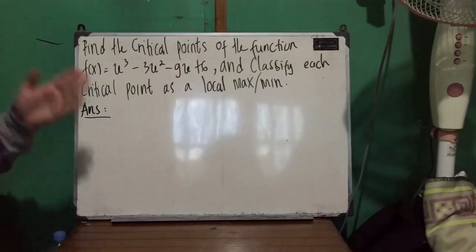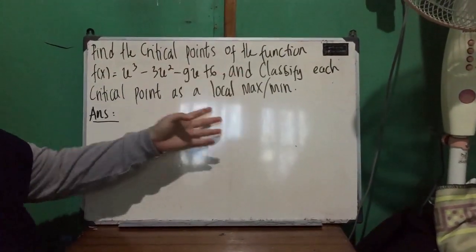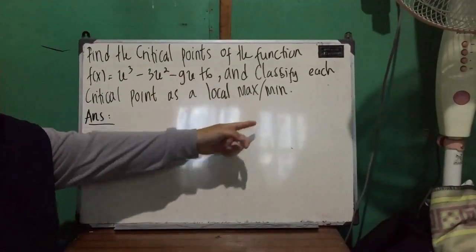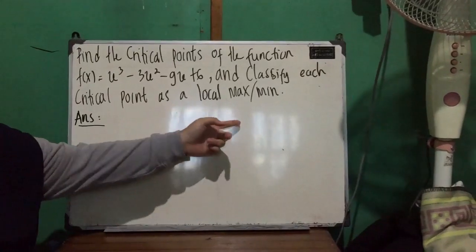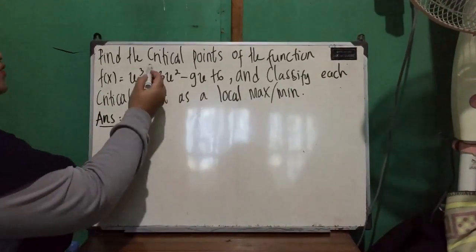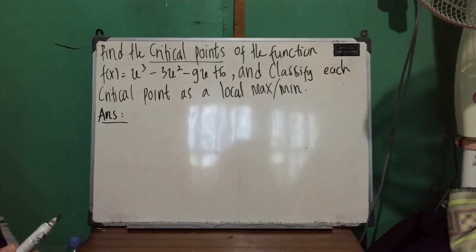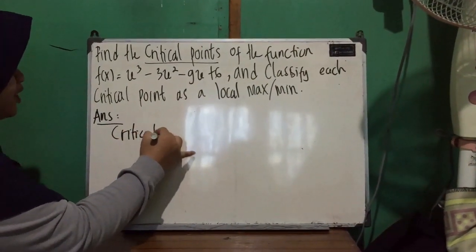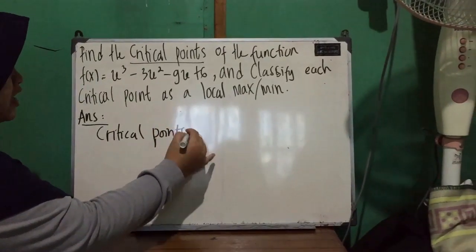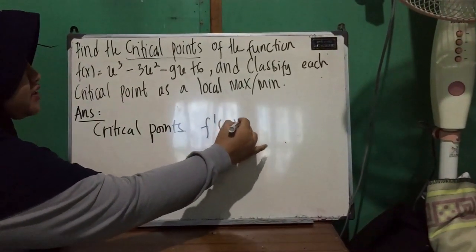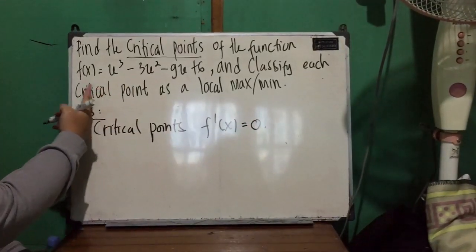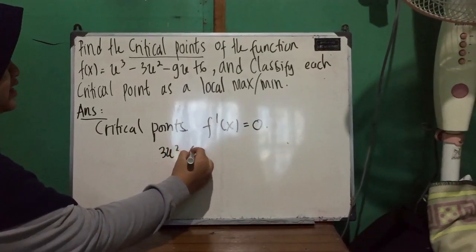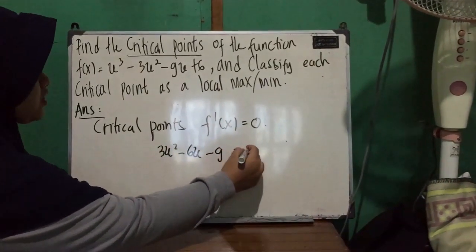Okay everyone, the question is: find the critical points of the function f(x) = x cubed minus 3x squared minus 9x plus 6 and classify each critical point as a local max or minimum. Critical points require the first derivative to be equal to 0. So you need to take the derivative first. The derivative is 3x squared minus 6x minus 9 equals 0.